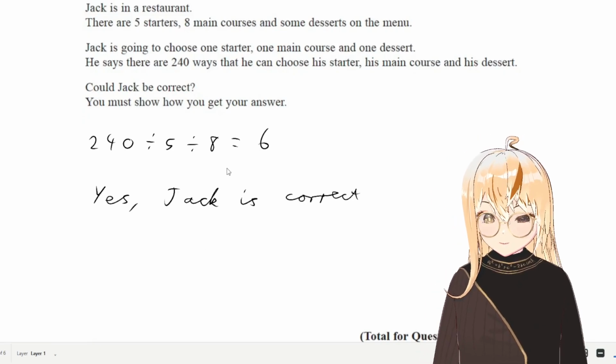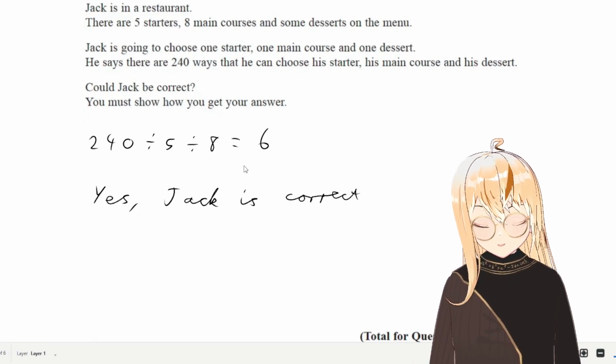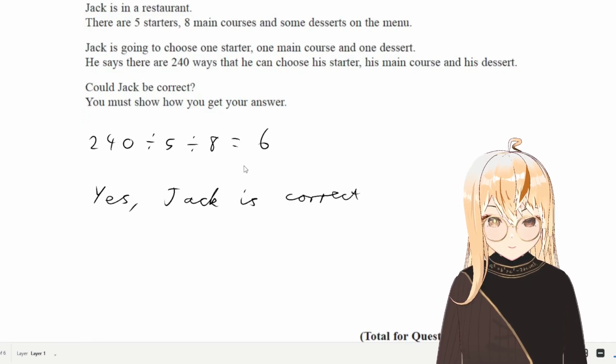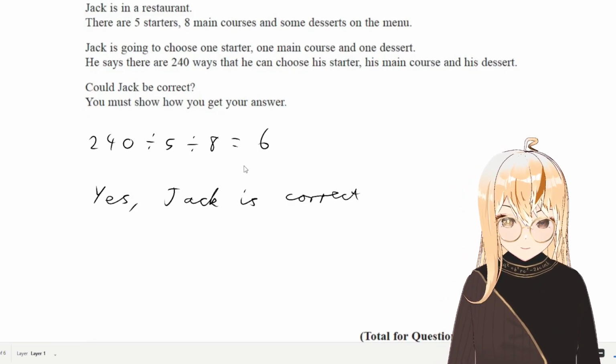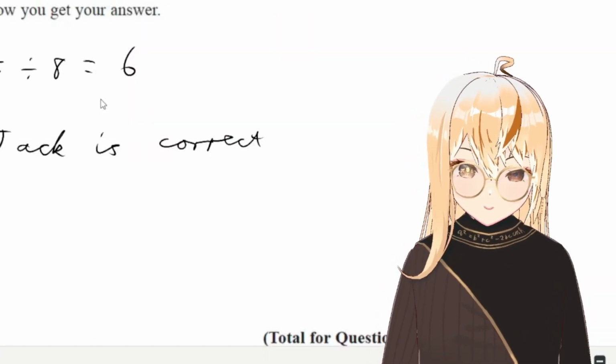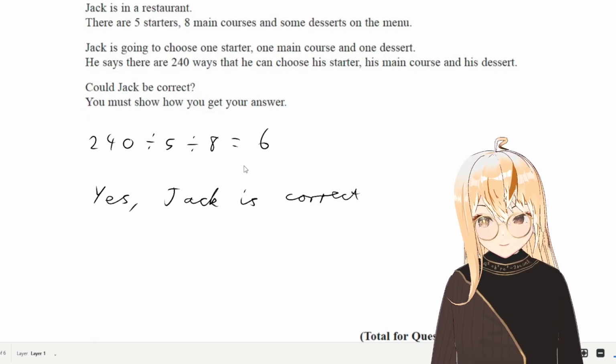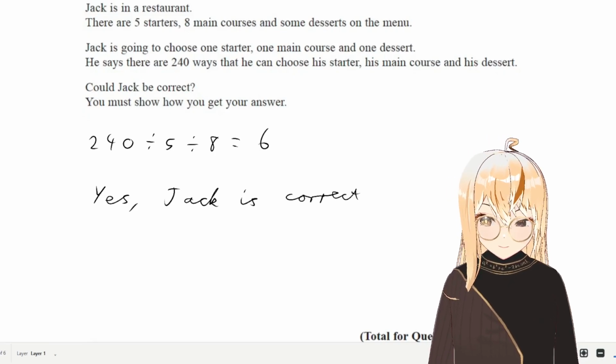Now, the reason he might not be correct is if he said that there's 250 ways that he can choose them. Because if we divide 250 by 5 and then by 8, we get a decimal. And, well, you can't have a decimal number of desserts. So there must be a whole number of desserts.